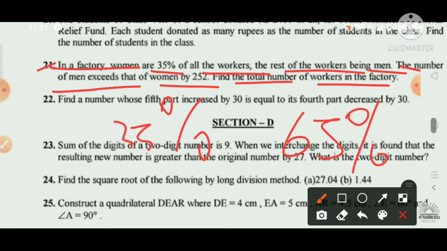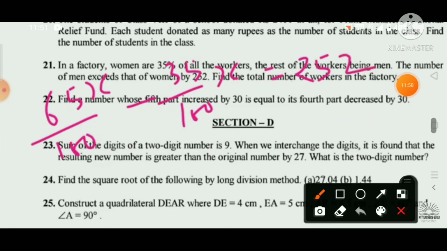Next they have asked to find the total number of workers in the factory. 65 by 100 into x minus 35 by 100 into x is equals to 225. Then what will be the answer for x? That is the answer for this question. Let us move to the next question.